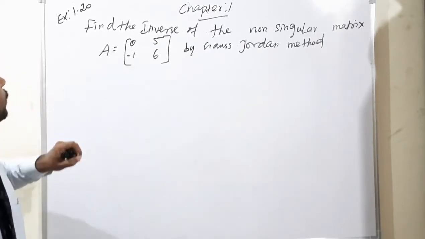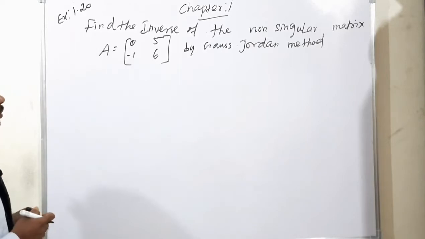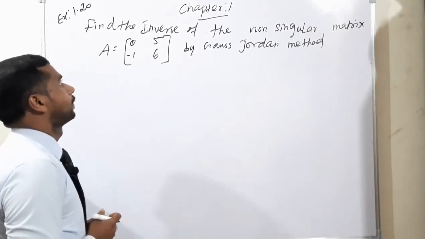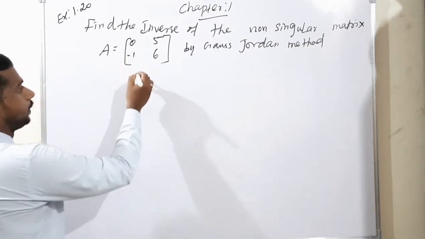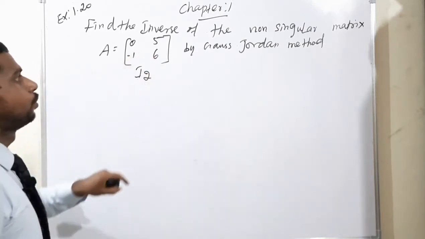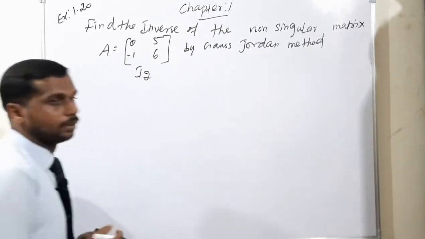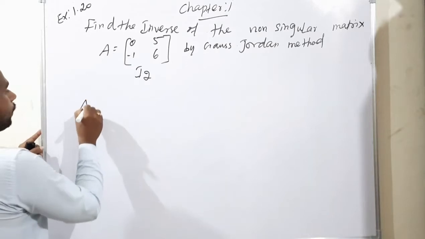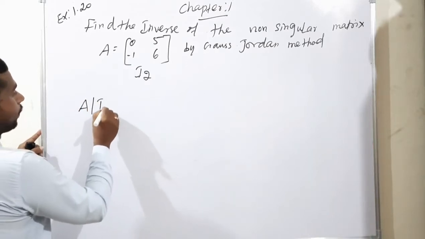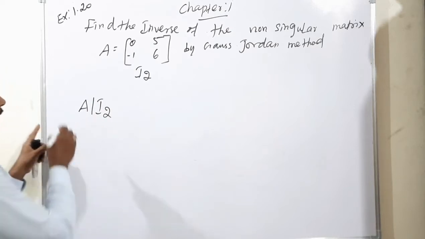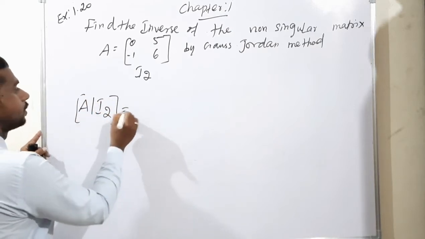So now I am moving to example 1.20. What is the question? Find the inverse of the non-singular matrix A, which is definitely a 2 into 2 matrix, isn't it? By the Gauss-Jordan method, we need to find out the inverse of the term. So how to rearrange? First A with the comparing I. Already we know the name of this, the augmented matrix. Augmented matrix means the original question.